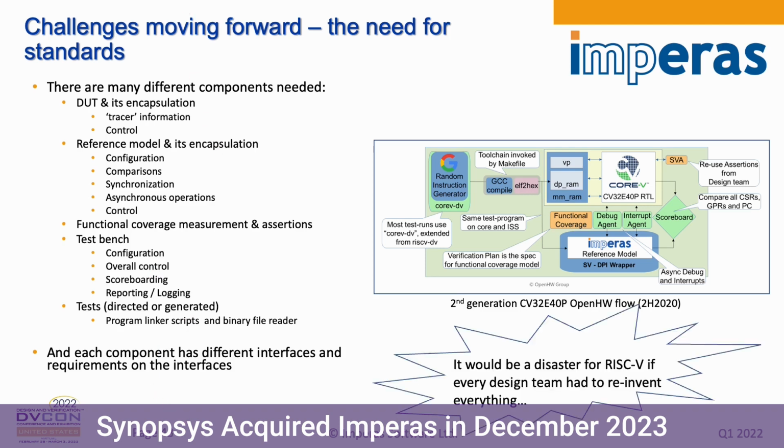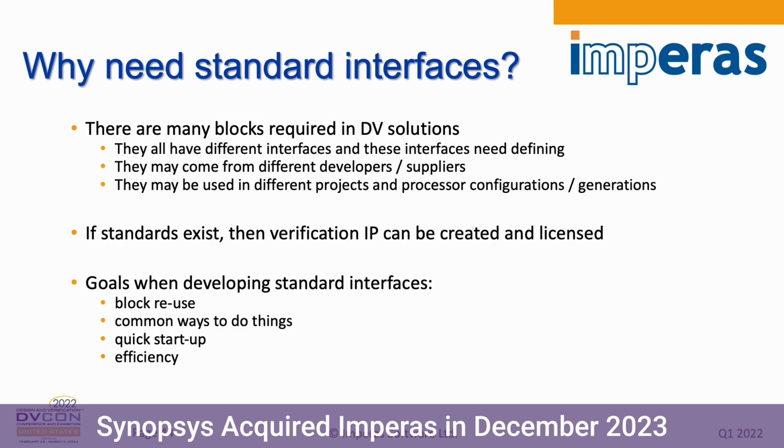It would be a complete disaster for RISC-V and processors if every design team had to reinvent everything for each design. That would be so inefficient and so much work. So we need standard interfaces, and there are several blocks that do need these. Today they have different interfaces, and they're all ad hoc at the moment. These components come from different suppliers and different developers, and are probably used in different projects. If standards exist, then verification IP can be created and licensed, and then you get benefits from that.